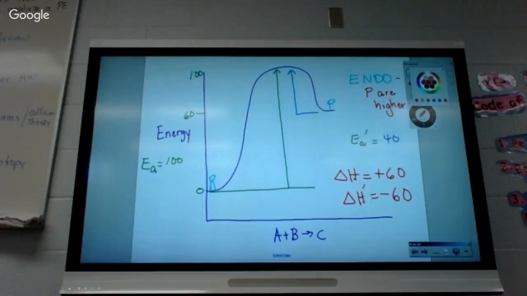Where? That one's at 150. Yeah, it's at 150. Put it at 150. EA is 100, then the reverse is 250. That would change from 0 to, so that would be negative 150, and then the reverse would be positive 50.